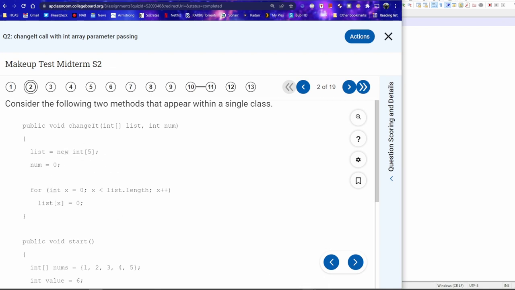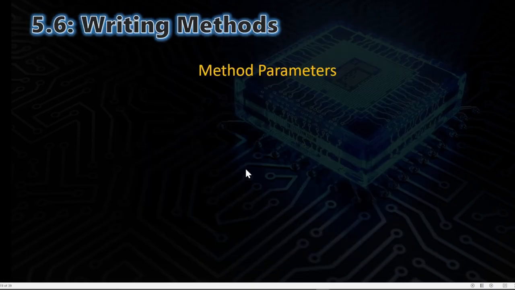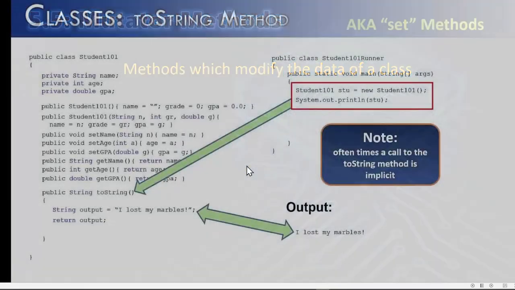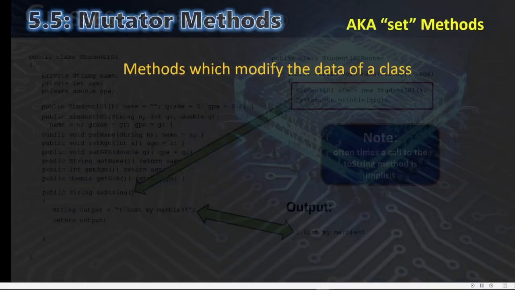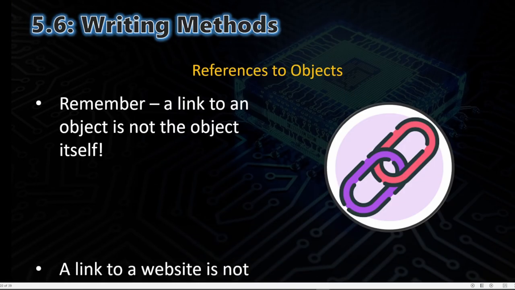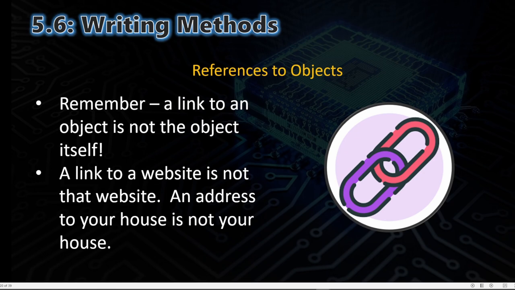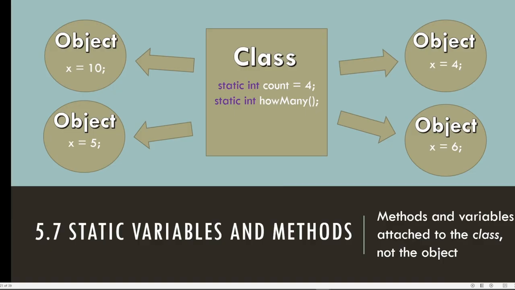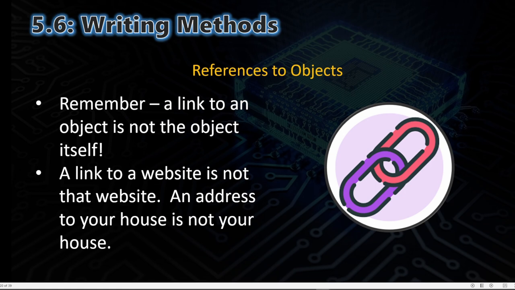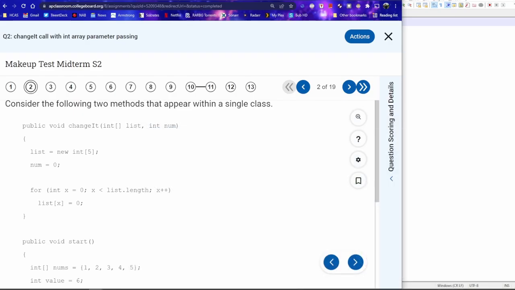Okay? So, despite what you think, it's not actually going to change it. Why? This has to do with one of the things that we studied here. Let me go back and find the thing I'm looking for. Oh, there we go. Objects and arrays are references, okay? They are like links. So you have to remember that links to objects are not objects. They are just connections to objects, right? A link to an object, don't get it confused with the object.